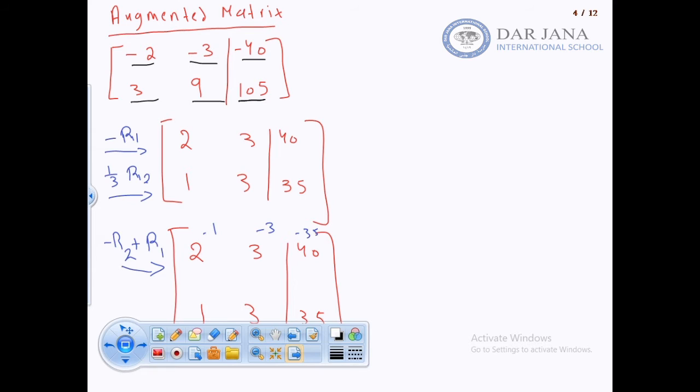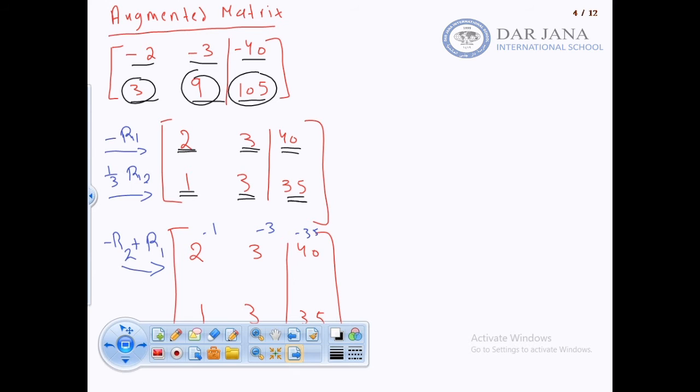Okay, if you notice, the first row is -2, -3, -40. I can multiply row 1 by -1 to change it to positive. Also look at row 2. I have 3, 9, 105. All of these numbers are divisible by 3, so I will divide row 2 by 3 to make it simpler. So now the result will be 2, 3, and 40, and for the second row 1, 3, and 35.